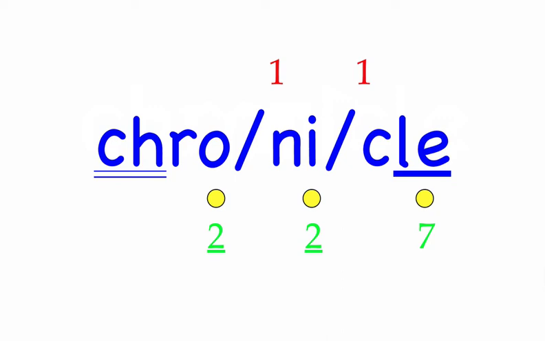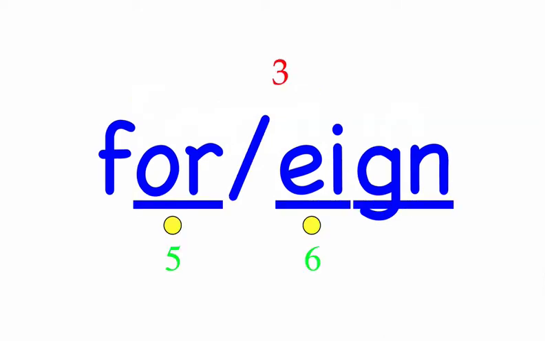Foreign. Foreign. The meaning of that word is foreign to me. Now for spelling, pronounce it for-ain. 2 syllables. First syllable for, 2 sounds: f, or. Ain, 2 sounds: a, n. Foreign. Mark the word.